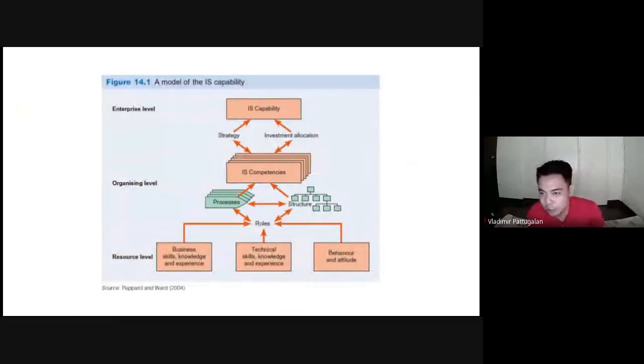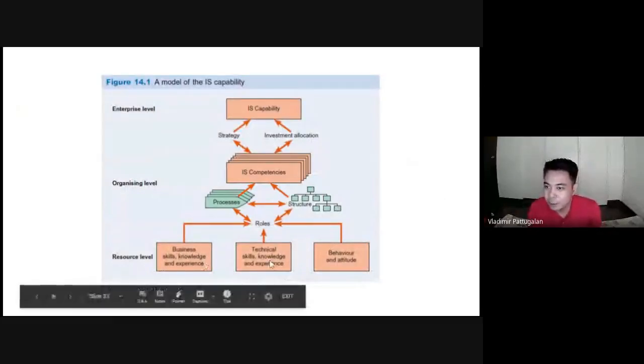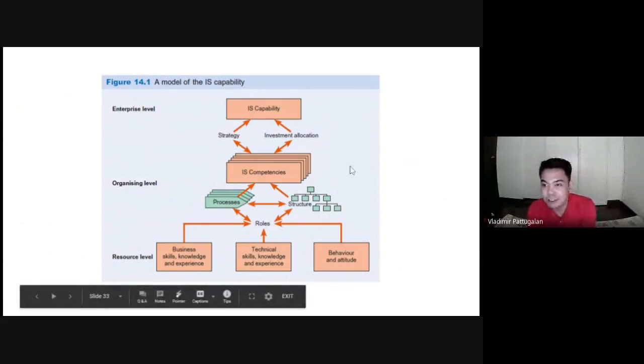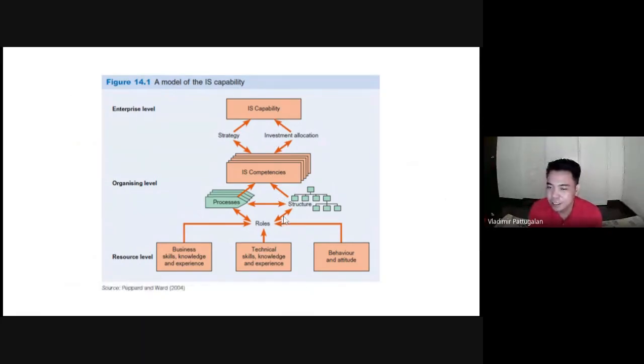So here's a flow chart on how resources flow to become capabilities, and also from the resource level it starts. So as mentioned earlier, resources are the skills they have, the knowledge, the information. So at the organizing level, this knowledge is processed and becomes IS competencies and so forth.